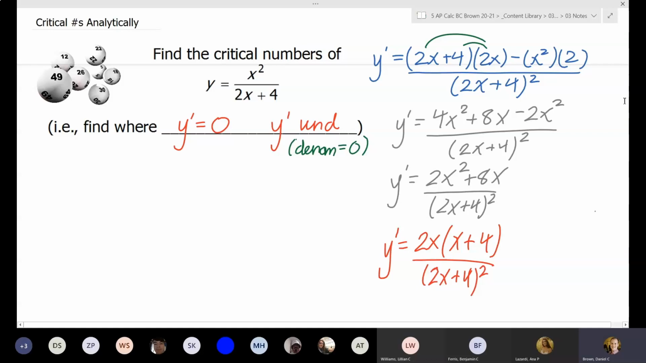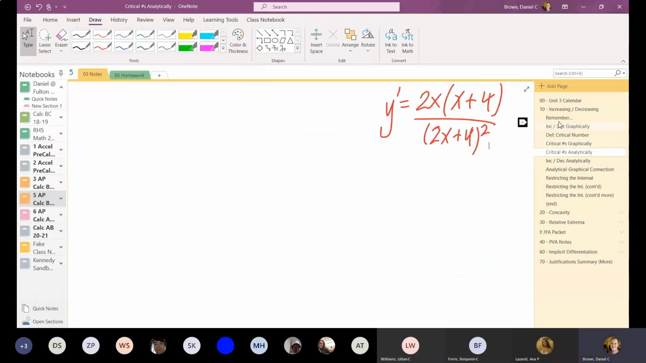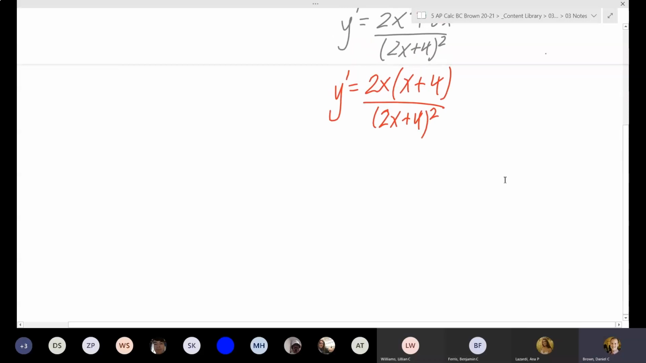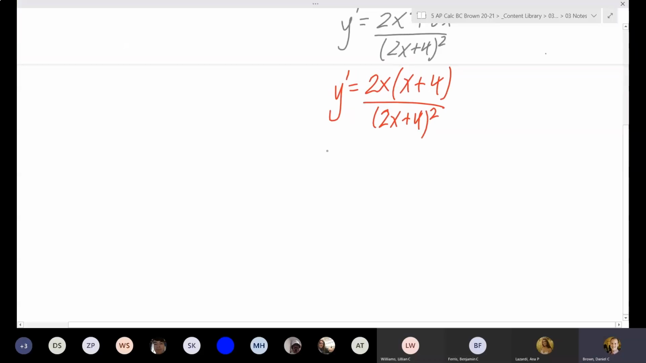Now at this point, I want to find my critical numbers. Again, the critical numbers are going to show up when that first derivative is equal to 0 and when the first derivative is undefined. So when I set y prime equal to 0, we're going to solve this equation, and that denominator just multiplies and goes away. So we're really just setting the numerator equal to 0.